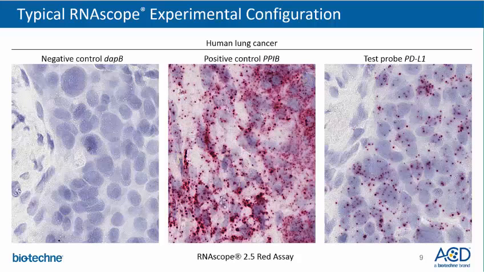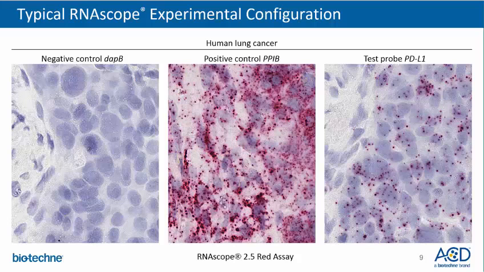Here are 3 serial sections from a human lung cancer sample on which we performed the manual red chromogenic assay. On the left is the section probed for our negative control probe, DapB, which is a bacterial gene that is not expressed in animal tissues. As observed in the sample, there should be no signal for DapB. In the middle panel is a serial section from the same sample stained with our positive control probe for the housekeeping gene PPIB. As observed in the sample, you want to see fairly uniform target detection with the positive control probe, indicating good RNA quality.